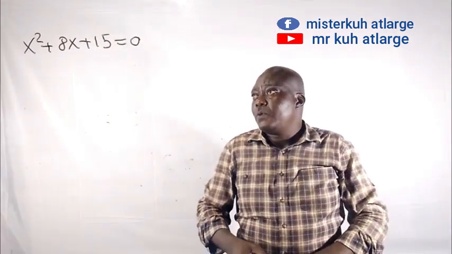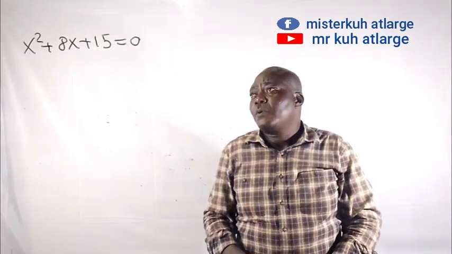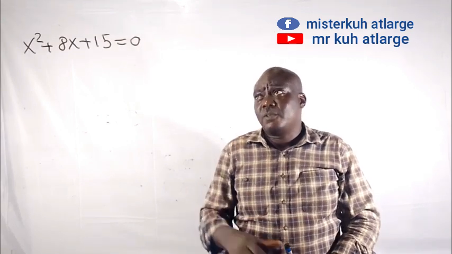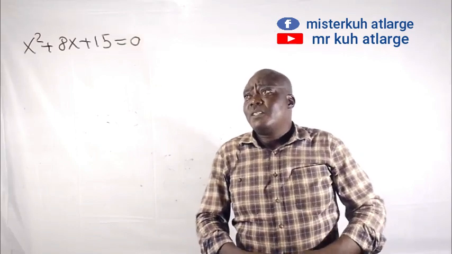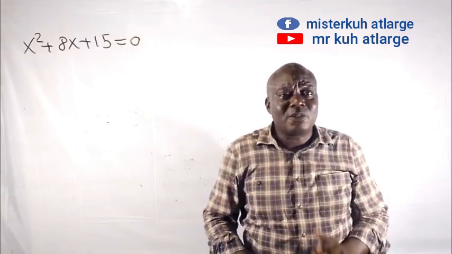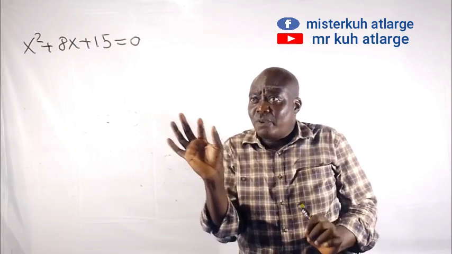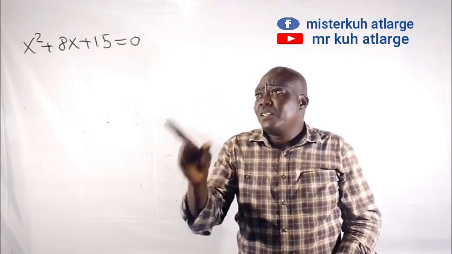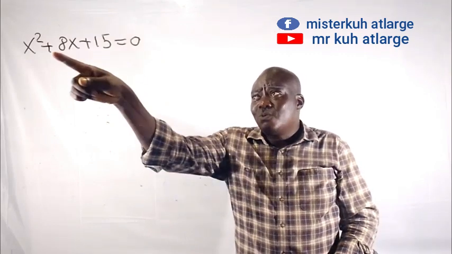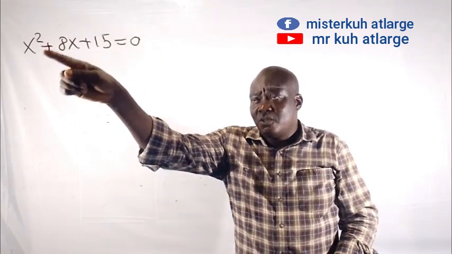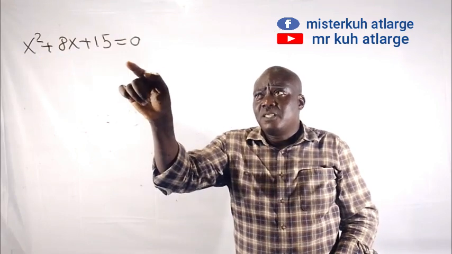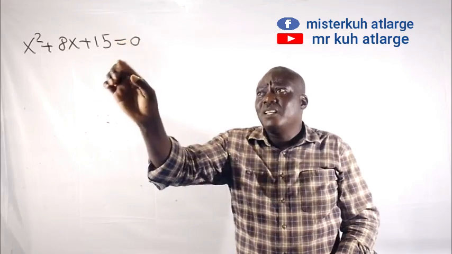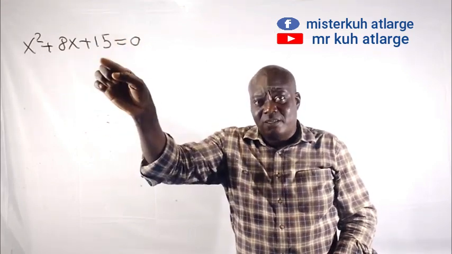Now, let's see how we solve x squared plus 8x plus 15 equals 0 by factorization. Before you solve any quadratic equation, please take some moment and inspect whether the equation is quadratic or not. First, check if 2 is the highest power of the unknown variable. Yes, 2 is the highest power. Does the equation have a sign of equality? Yes, it has. That means this equation is a quadratic equation.